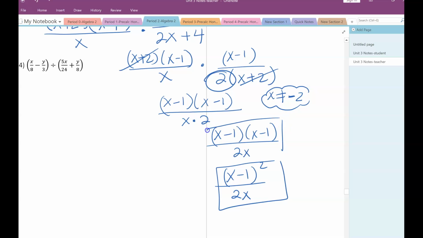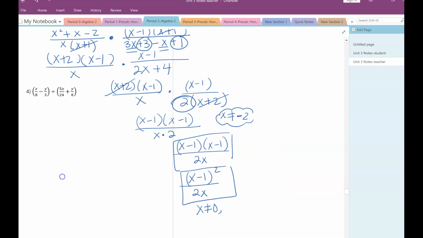Now, don't forget your restrictions. Have we stated the restriction for this x yet? No, so that x can never be 0. What else do we have from above? Plus or minus 1. What else? And then negative 2. Box all of that up. Okay, so on your answer, I'll take that or that. And that's an egg roll, y'all.